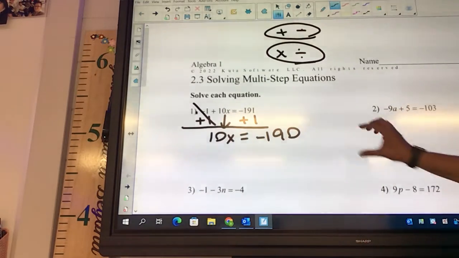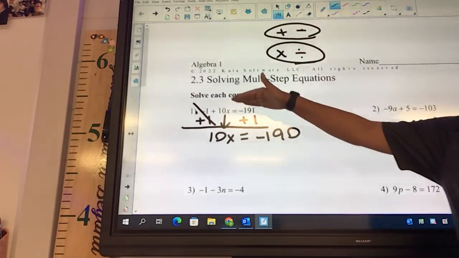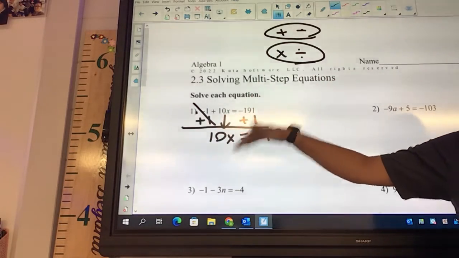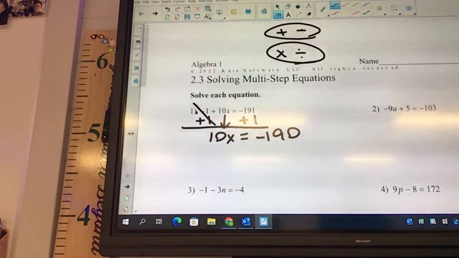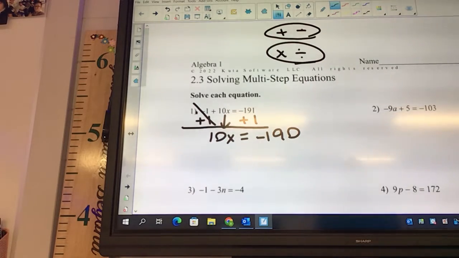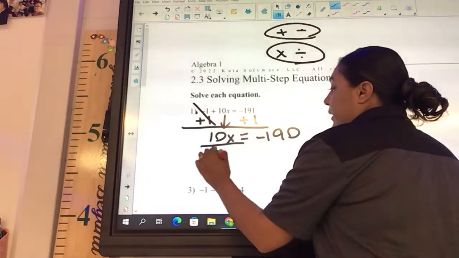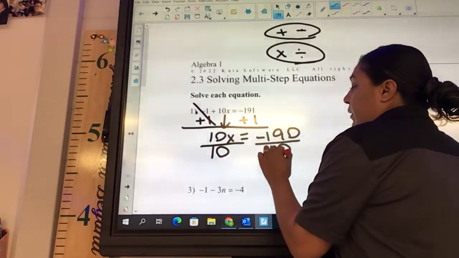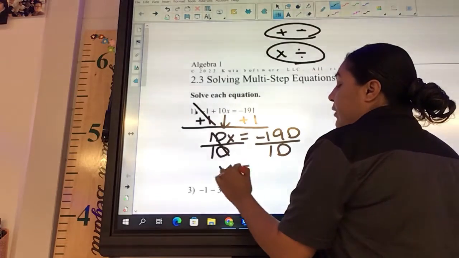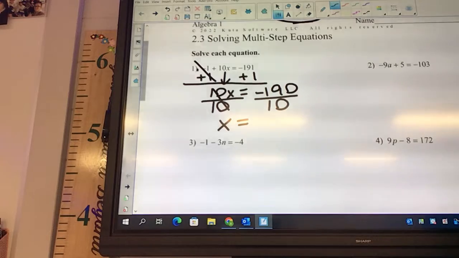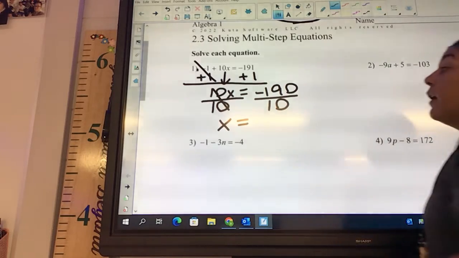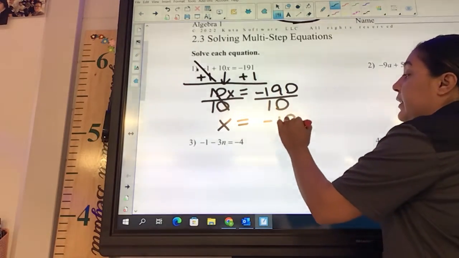Okay, so now this kind of looks like a one step. So we did the one step and now we have the second step. And so now what does 10x mean? It means multiplication, 10 times x. So then our step is going to be to do what? Divide by 10. So we get x equals, what is negative 190 divided by 10? Negative what? Negative 19.